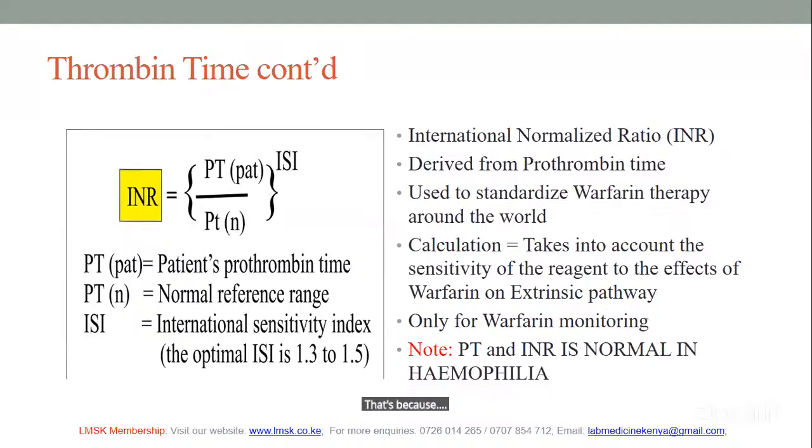Mr. Benjamin. Yes. Participants are requesting that you slow down. You are a bit fast. Okay, thank you. Yes, that is now well noted.